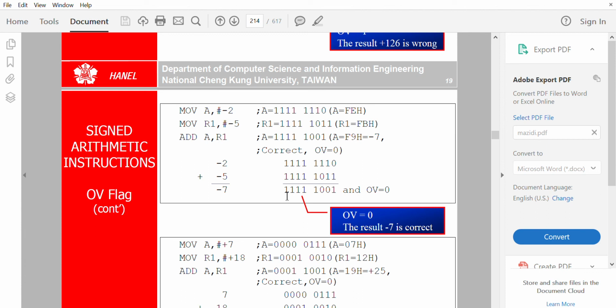And also if you check those two conditions, you can see that from D6 to D7 there is a carry. But here we have a carry out from D7 also. So two types of carries are there. So the answer is correct and the overflow flag is not set to 1, it is 0.